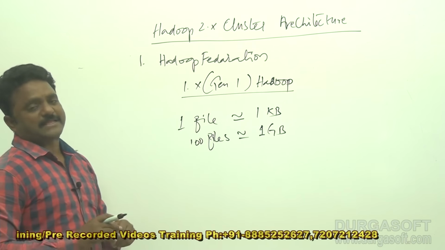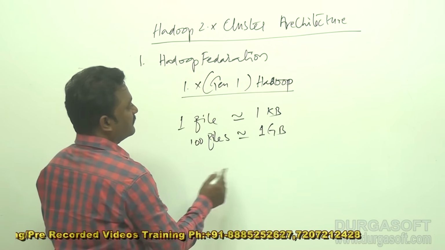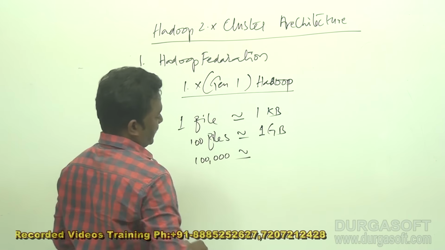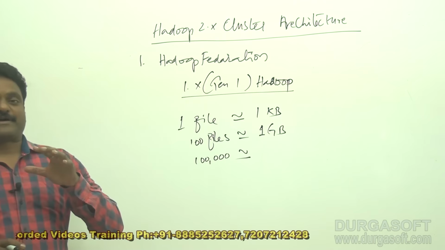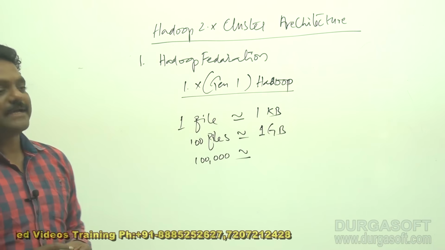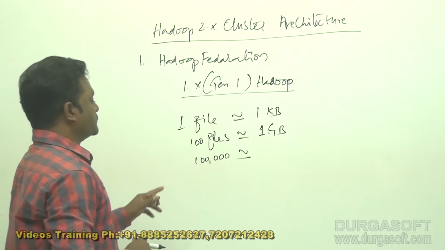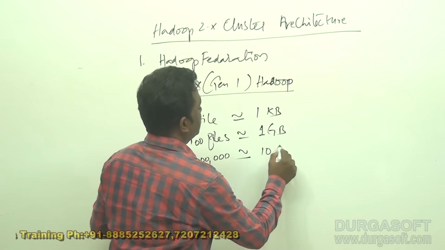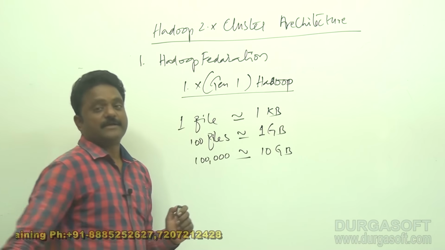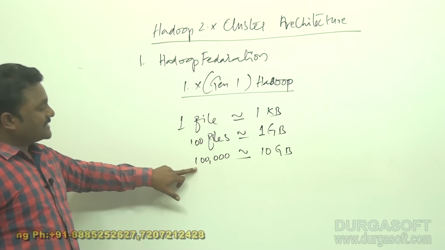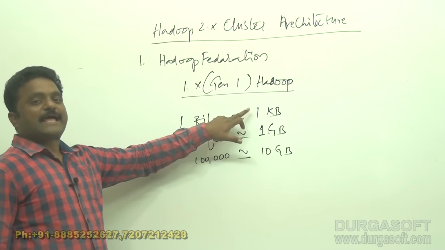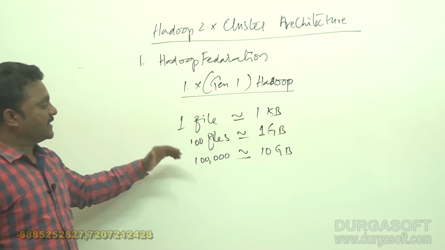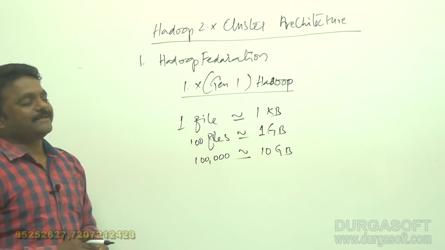It's all simple mathematics. Now if I have, let us say, 100,000 files like that, and each file's metadata is equal to 1 KB, in such a scenario the whole size of metadata would reach 10 GB. So each file's metadata is 1 KB, and like that I have 1 lakh files, 100,000 files. So obviously that would go to 10 GB.